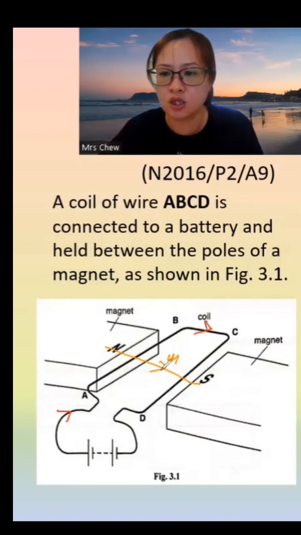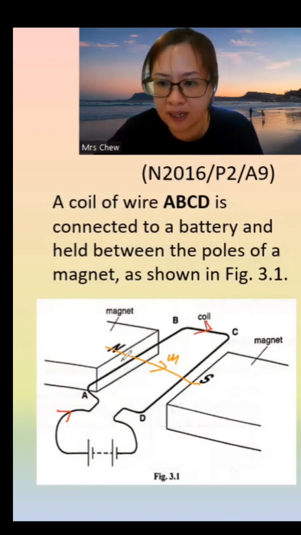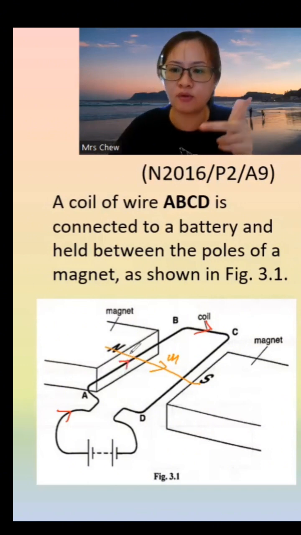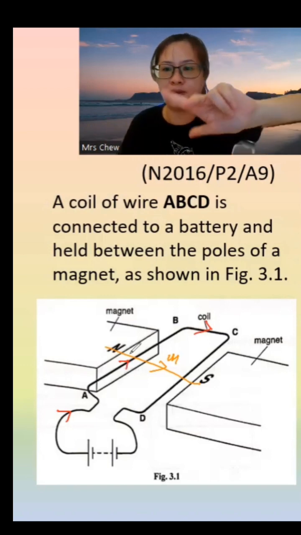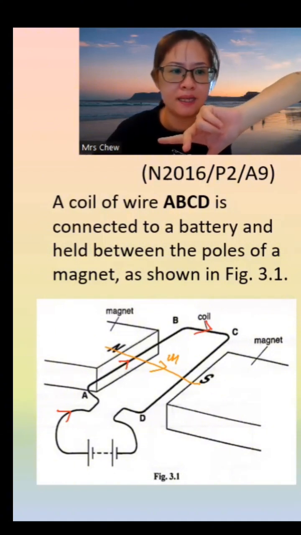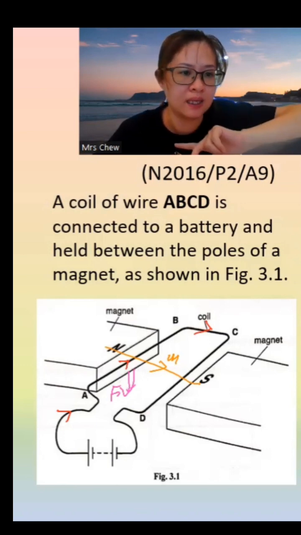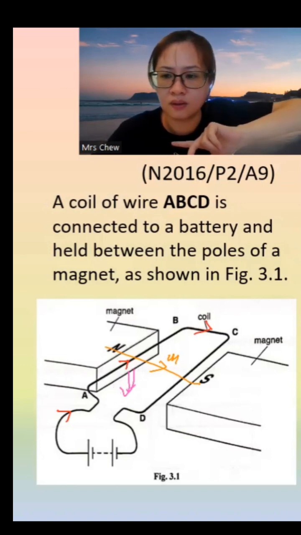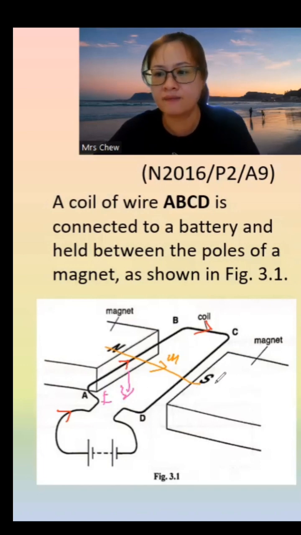So let's try. So for this, the current is actually moving upwards. Okay, so Fleming's left-hand rule, the current is moving upwards. So you can point this way. And then the magnetic field is from the north to the south. Okay, so the force on AB, let me use a different color. The force on AB is actually downwards. This is the force.